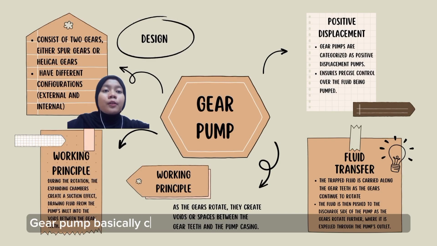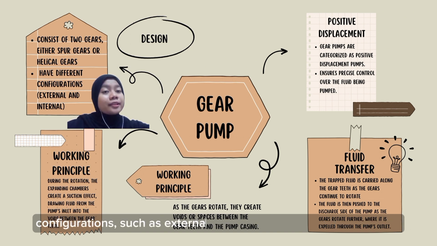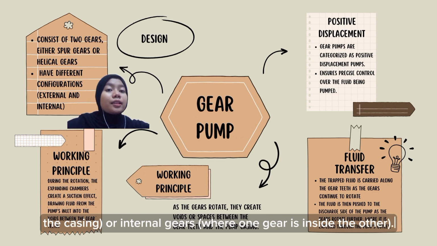Gear pump basically consists of two gears, either spur gears or helical gears, which are housed within a casing. The gears can have different configurations, such as external gears, where the gears are outside the casing, or we have internal gears, where one of the gears is inside the other.